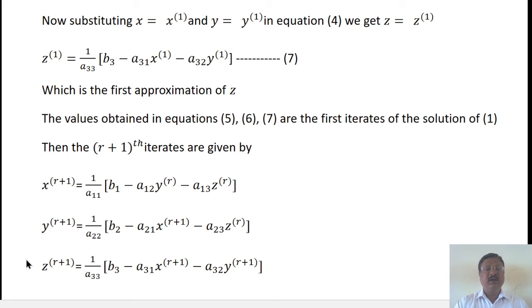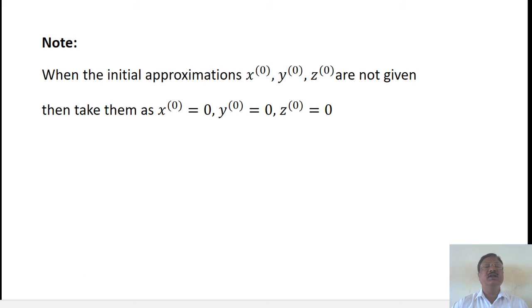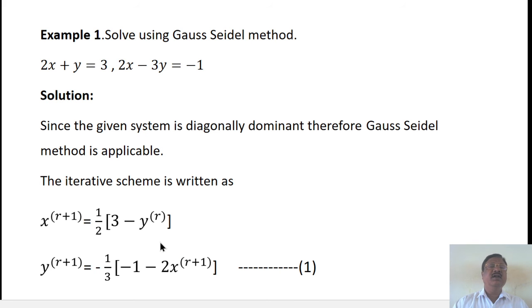Now, note that when the initial approximations x^0, y^0, z^0 are not given in the example, then take them as x^0 = 0, y^0 = 0, and z^0 = 0. Now, let us solve the examples by using the Gauss-Seidel method.